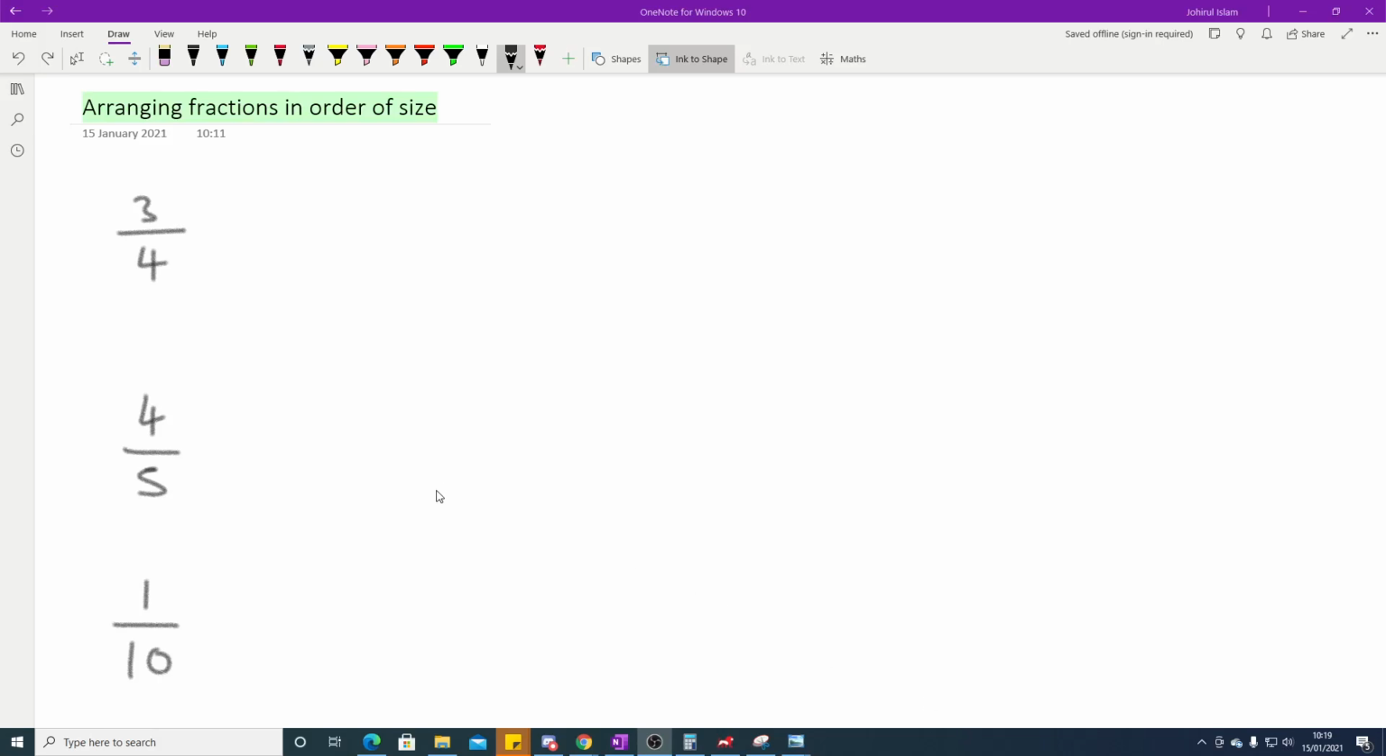Hi, in this video I'm going to show you how to arrange fractions in order of size. Now, in order for you to do this, you need to be familiar with how to convert fractions into decimals. Once we've got the decimal value for each fraction, then it's much easier to put the values in order, and then we can decide which one is bigger and smaller. So we're going to use the same method as we used to convert fractions to decimals in our previous video.